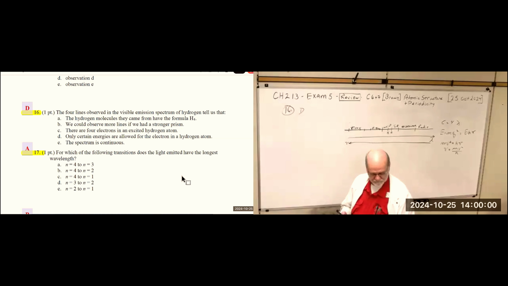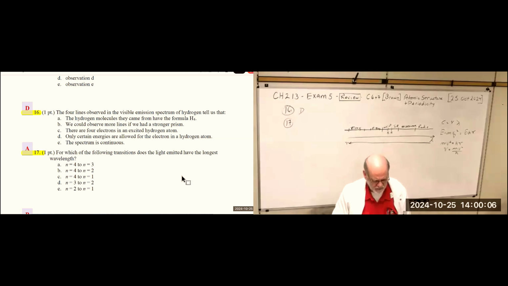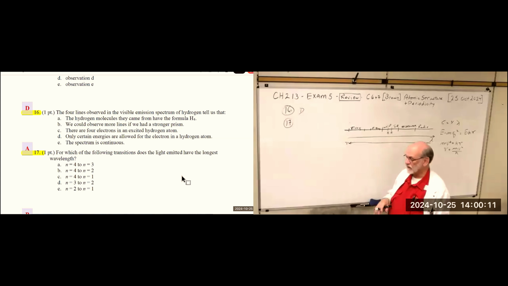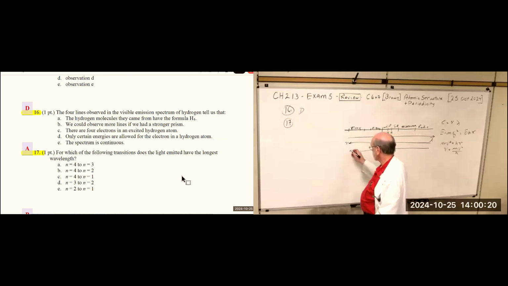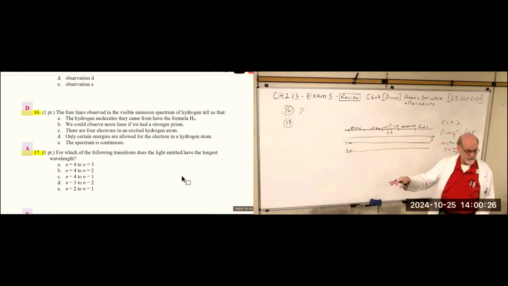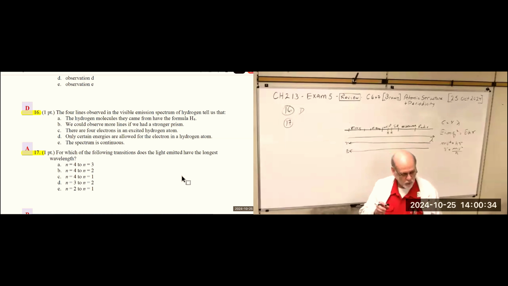Okay, 17? Yeah, 17. For which of the following transitions does the light emitted have the longest wavelength? Okay, I equate the longest wavelength with the lowest energy. According to Planck's equation, as frequency increases, energy increases. That means that as wavelength increases, energy decreases for the photons. So for the longest wavelength, you want the lowest energy, which means the shortest jump for the electron.